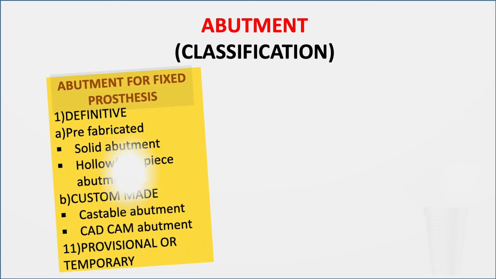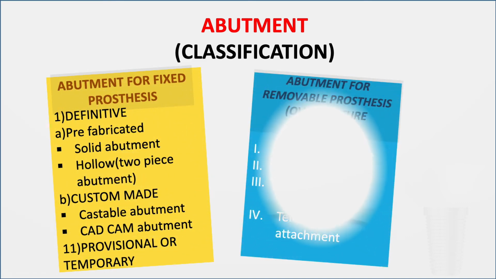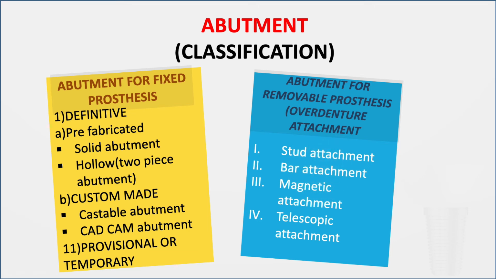Then we have a classification of abutments: abutments for fixed prosthesis and abutments for removable prosthesis, that is overdentures. So abutment for fixed prosthesis, in which we have definitive or provisional or temporary abutments. In definitive, again we have two types: either it's prefabricated or it's custom made. Then in abutment for removable prosthesis, we have various attachments like stud, bar, magnetic and telescopic attachments.